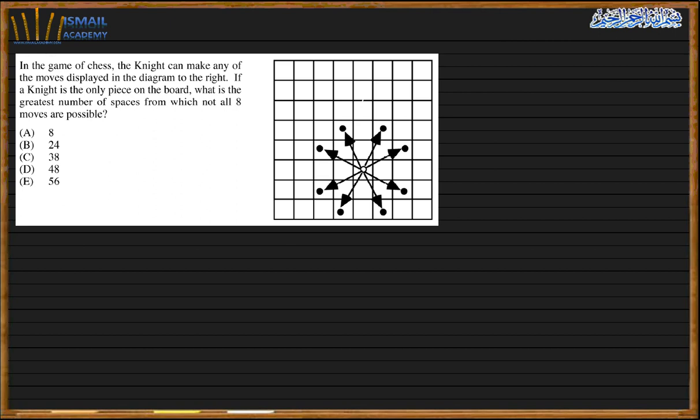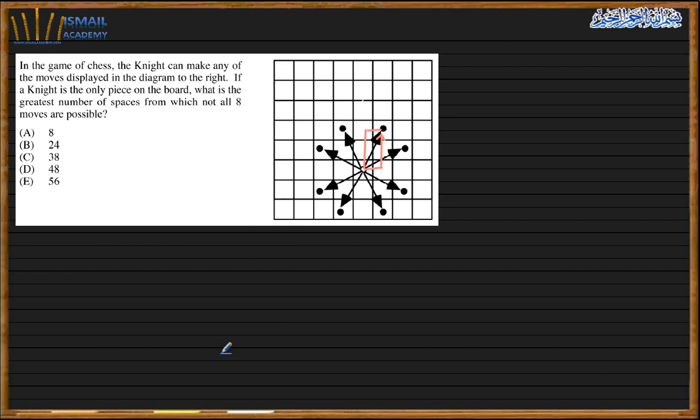Alright, so in the game of chess, the knight can make any of the moves displayed on the diagram. So the knight always makes an L move. You see, it can do like this or like this. So always an L move made by the knight. So if the knight is the only piece on the board, what is the greatest number of spaces from which not all 8 moves are possible?